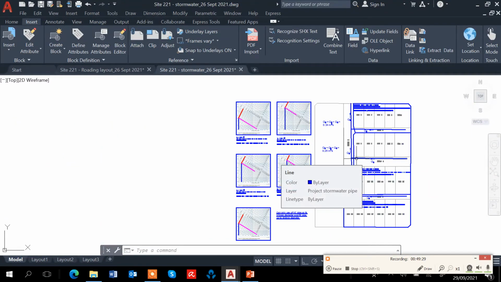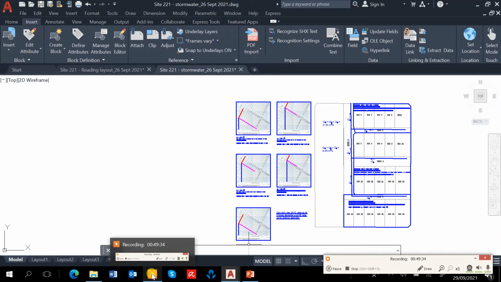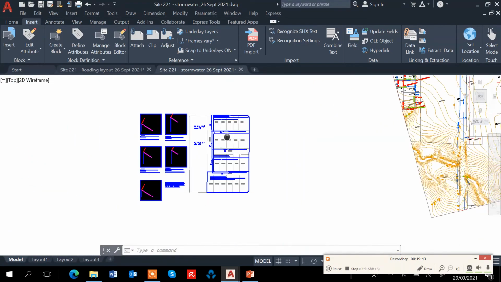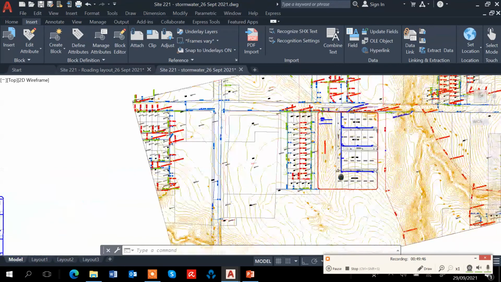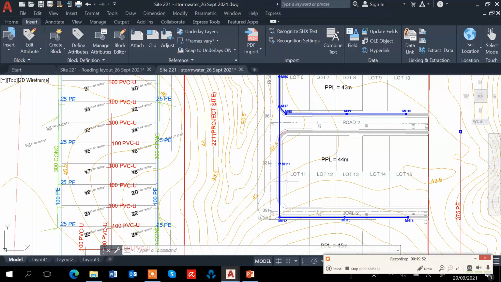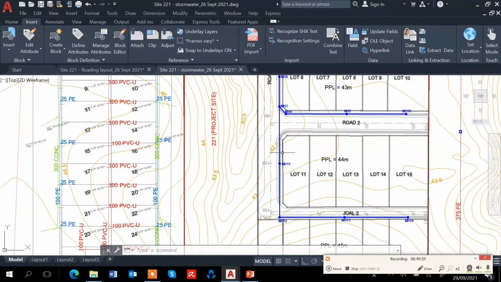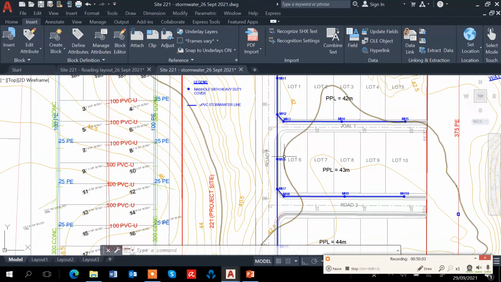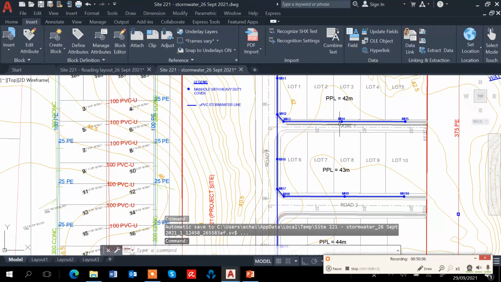Okay, so we know the different size of the pipe. So we know the size of the pipe, for like this is Q1. So this one we use the 375 UPVC. This one is Q2. We use 375 UPVC as well. This one, this is Q3, we use 375 UPVC, but this is Q4.